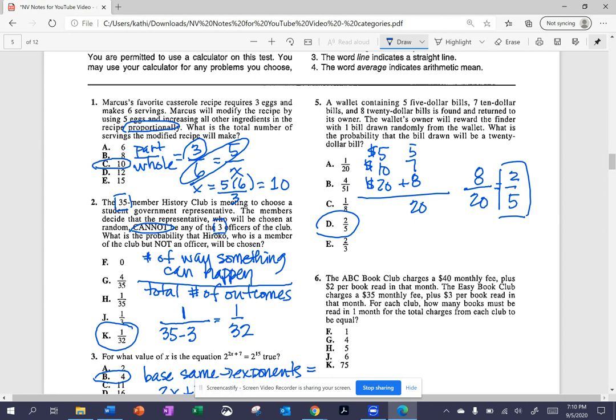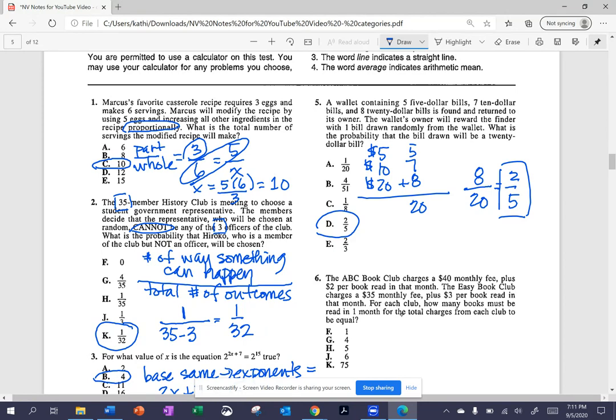Okay, the ABC Book Club charges $40 monthly fee plus $2 per book read in that month. The Easy Book Club charges $35 monthly fee plus $3 per book read in that month. For each club, how many books must be read in 1 month for the total charges for each club to be equal? So these are 2 linear equations.